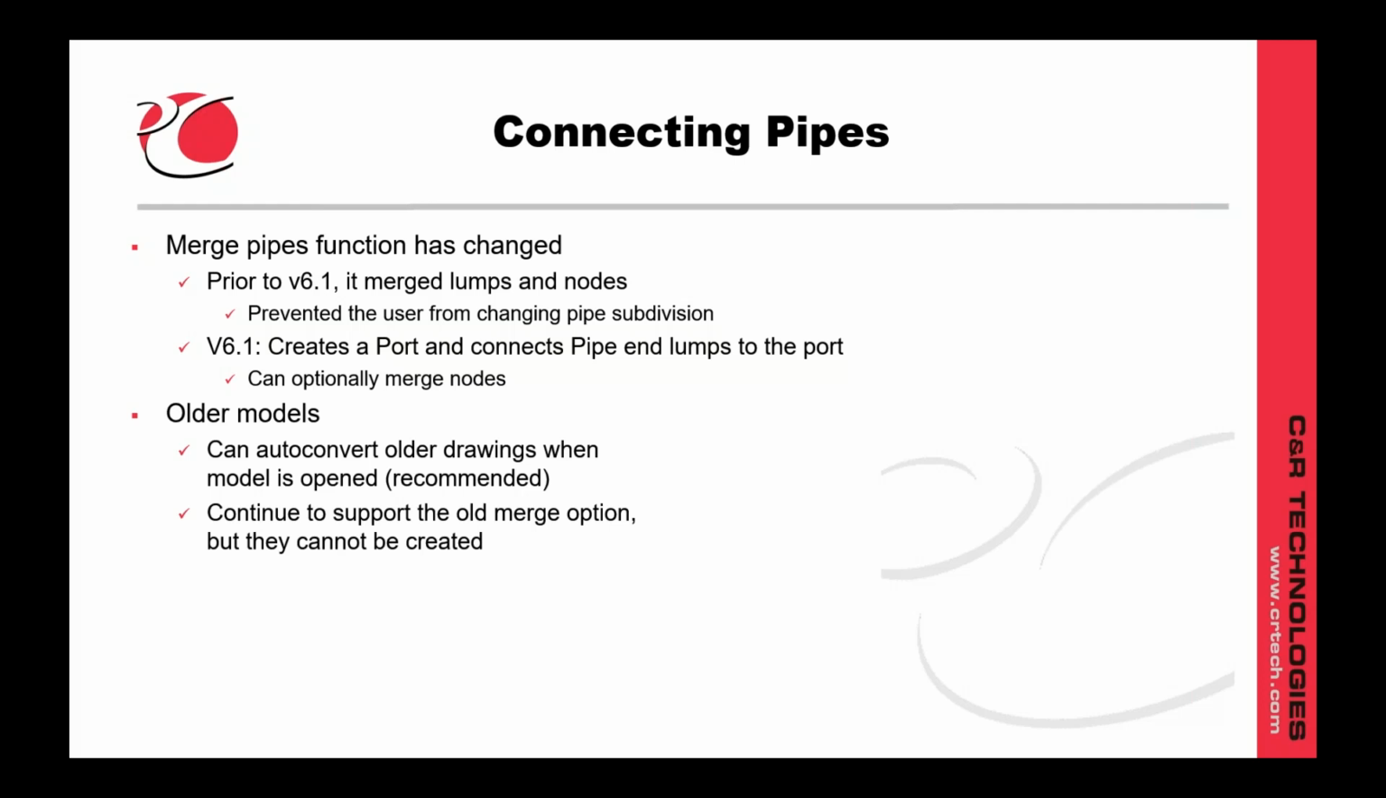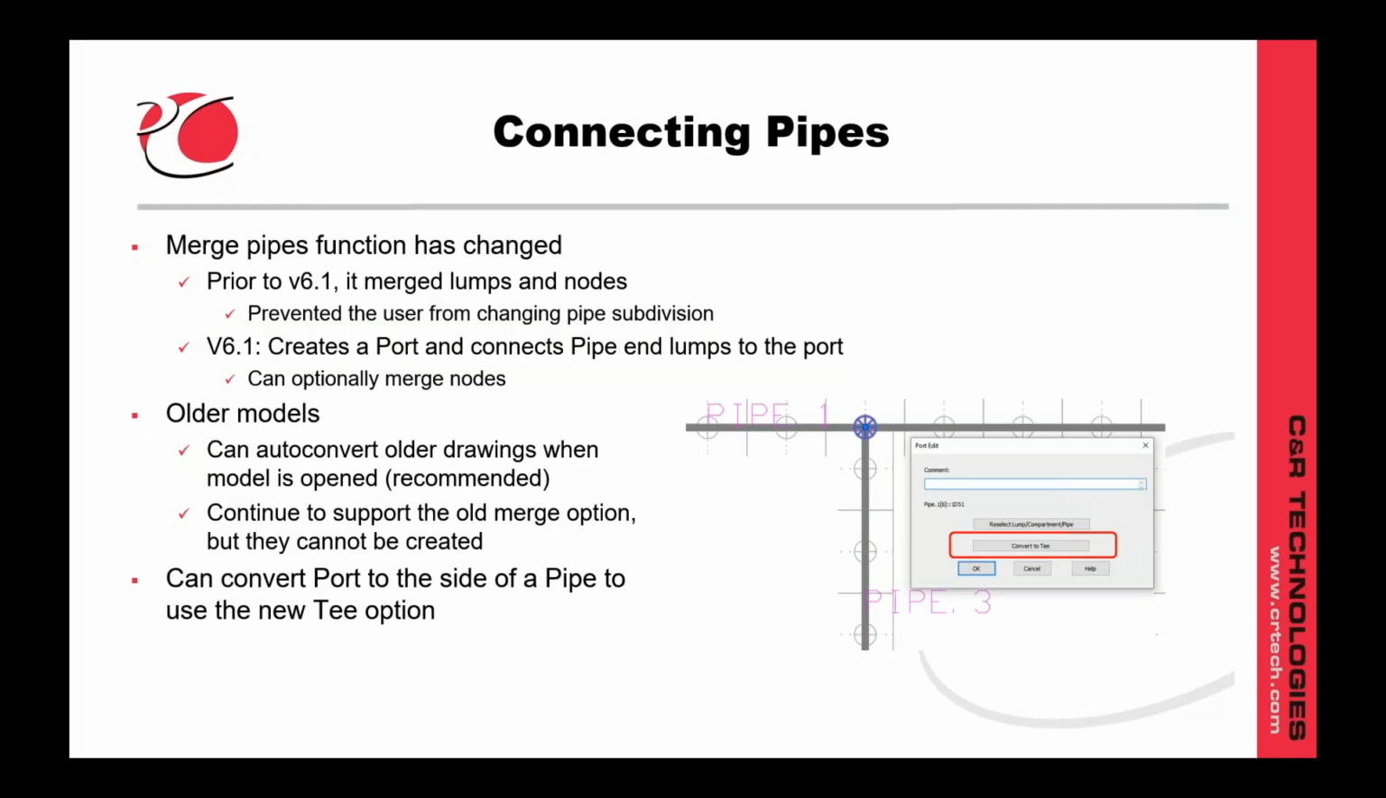Older models, which use the merge option, are still supported, but when you open such models in 6.1, you will be given a one-time opportunity to convert to the new method. However, any new pipe connections you create in 6.1 will only use the new method. Since we also introduced T's with version 6.1, you now have the option to convert a port-based pipe connection to a T, allowing you to account for the losses in merging and diverging flow.